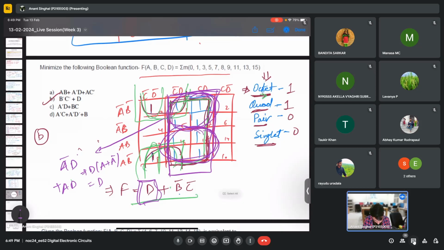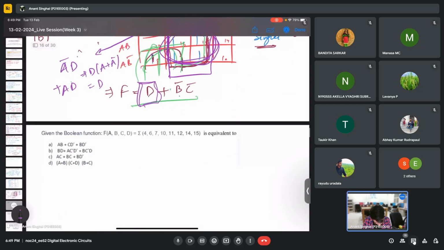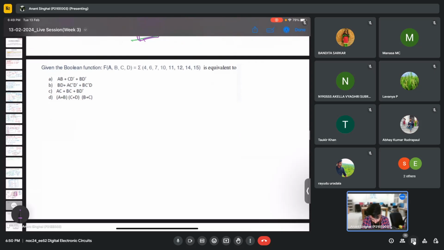Now try to do the same question. This is again a similar question. So quickly let me know the answer to this. You can take 2 minutes, everyone.